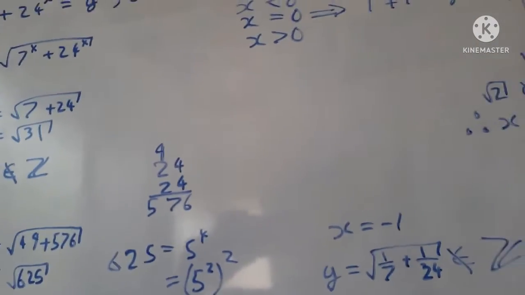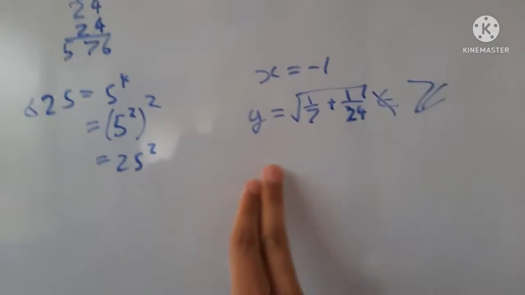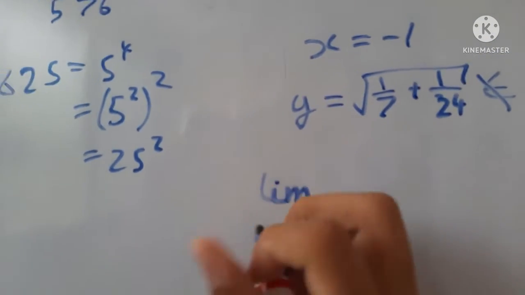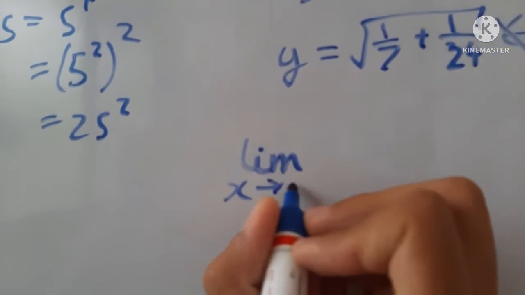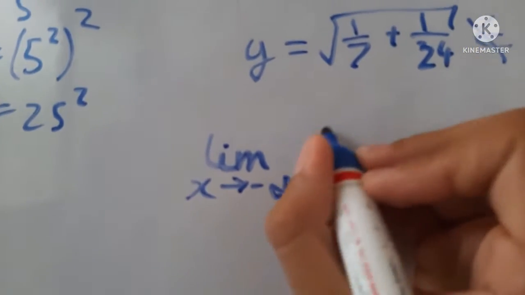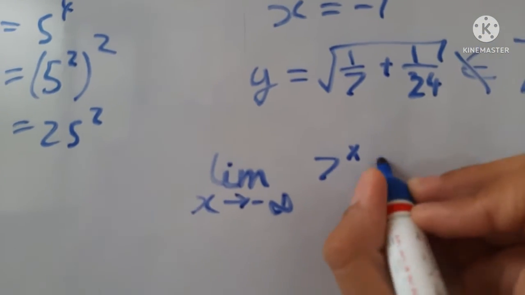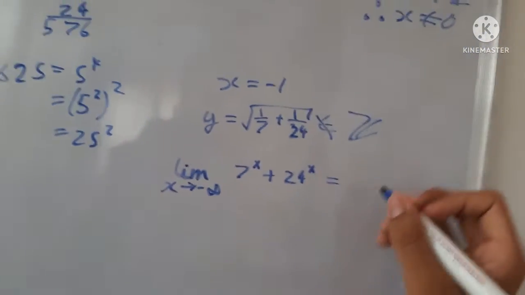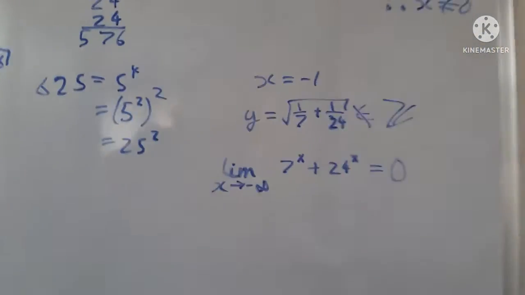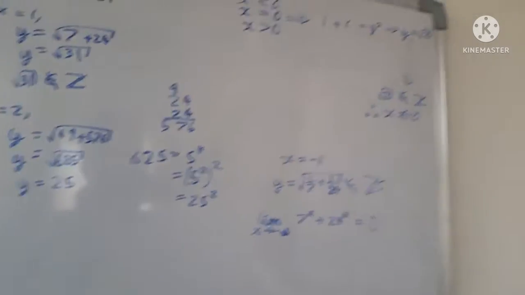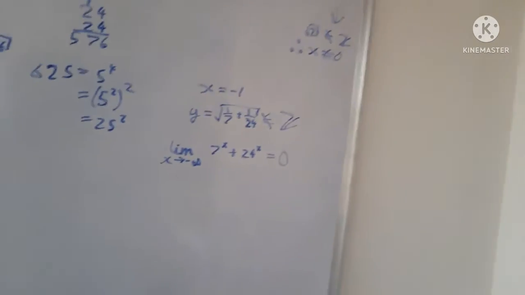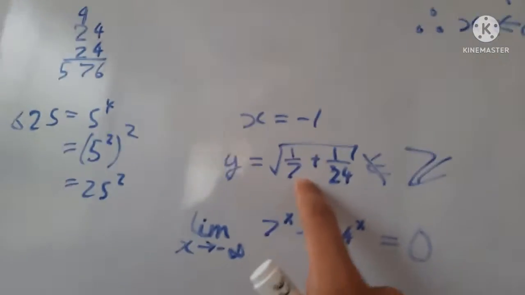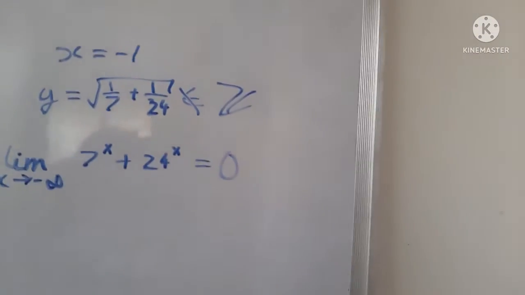So, I guess we can write this formally as the limit as x tends to negative infinity of 7 to the x, 4 to the x, is equal to 0. Yeah, I guess we can write that. And of course, this is a value that's okay.